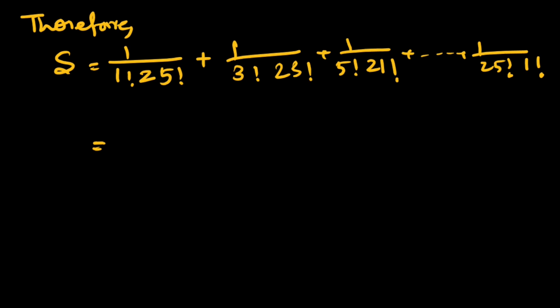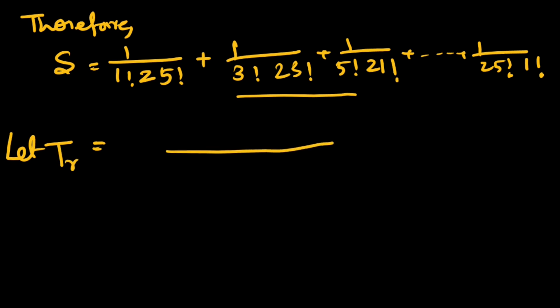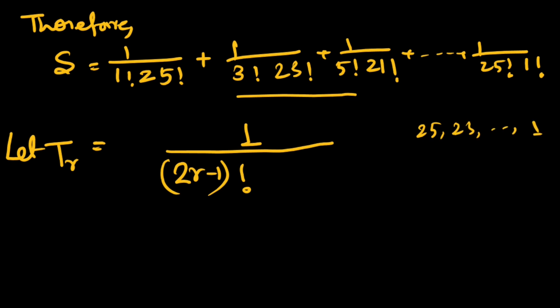Now we want to write the general term of this sum. Let Tr be the general term. In the general term, the upper part is 1, 3, 5 up to 25. So it is an odd term: 1, 3. How to write the odd term? 2r minus 1 factorial, as it is. And the other factorial is 25, 23, 21, so it is 25, 23 up to 1 factorial. It is going back to 1.